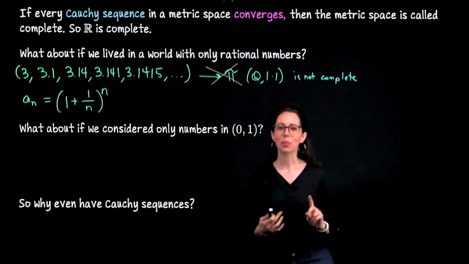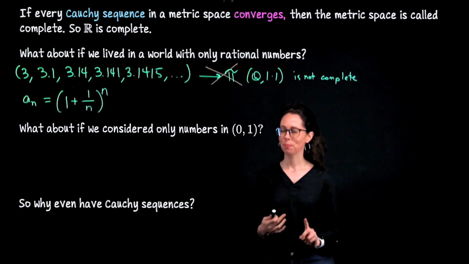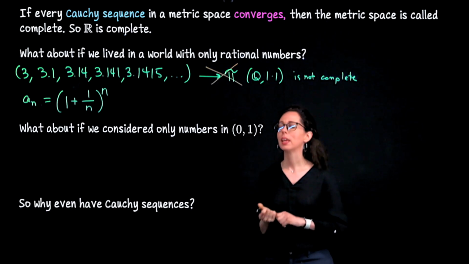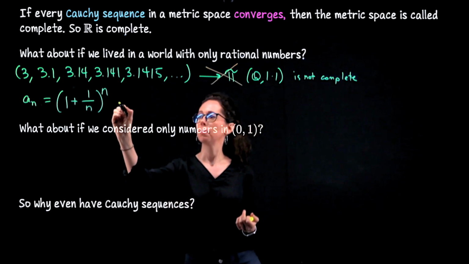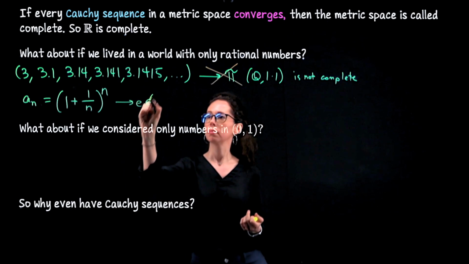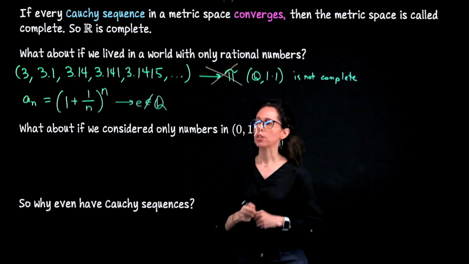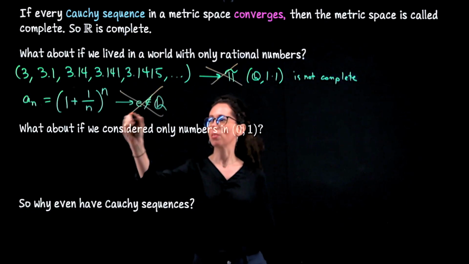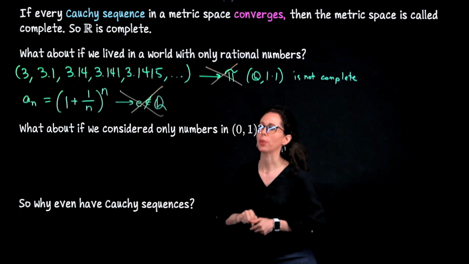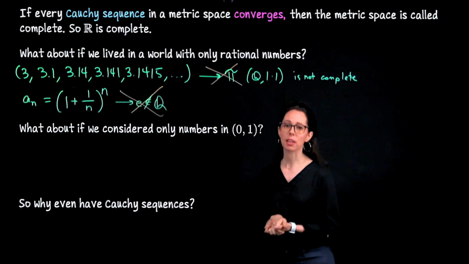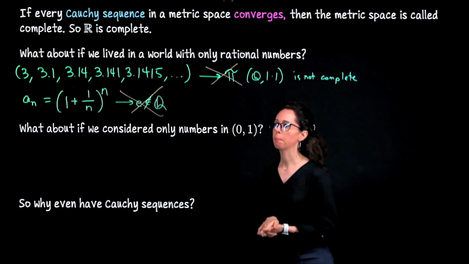Do you know what this sequence is converging to? It's a very famous limit. It's converging to the number e. Okay, so this is a sequence of rational numbers converging to e. I just wanted to remind you of this definition in case you haven't seen it before. So e is the limit of that expression as n goes to infinity.